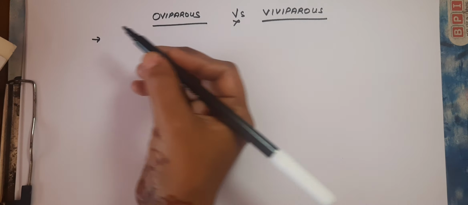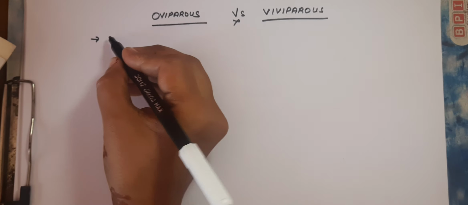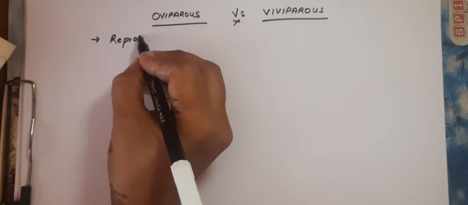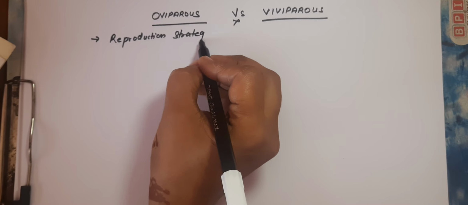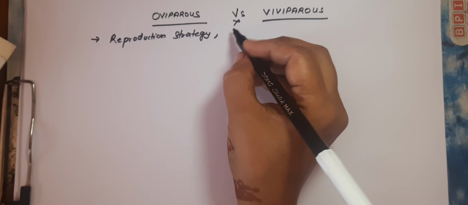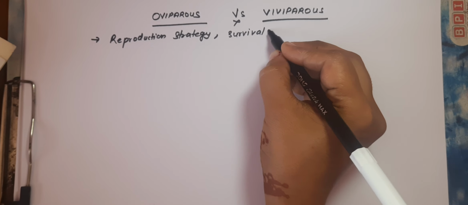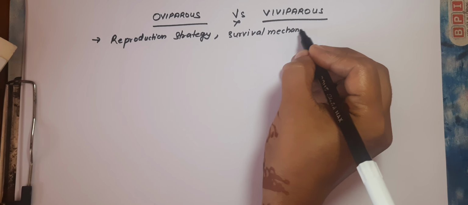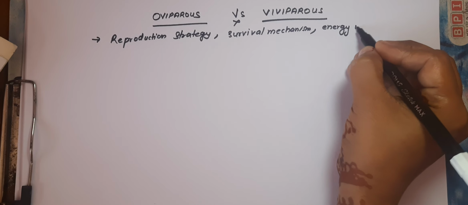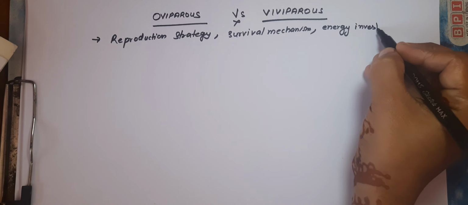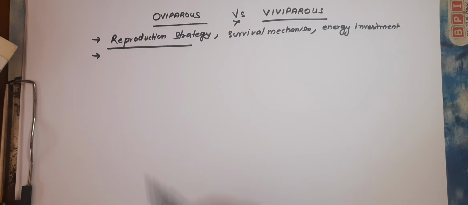Okay, so the number is generally not equal. And why are they not equal? Because there will be differences in the reproduction strategies, the survival mechanism, and the energy investment. Okay, so now let's first talk about the reproduction strategies, students.